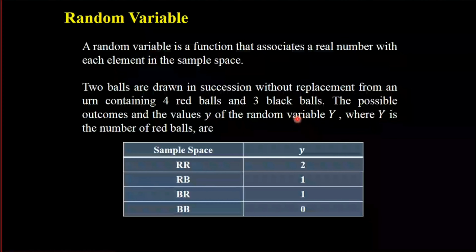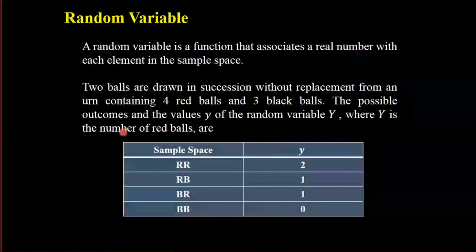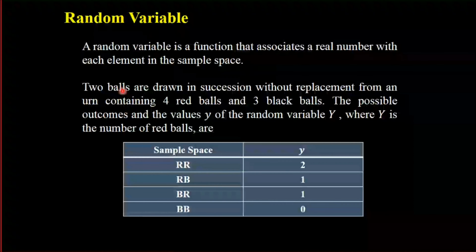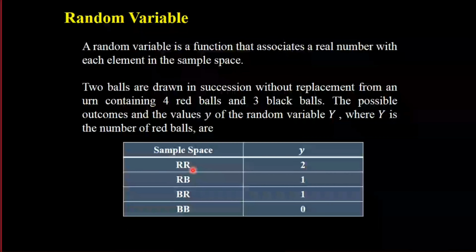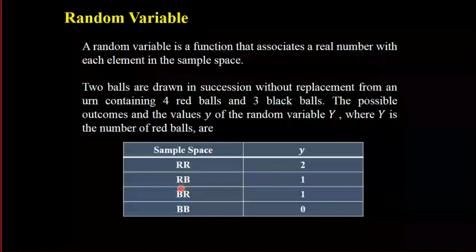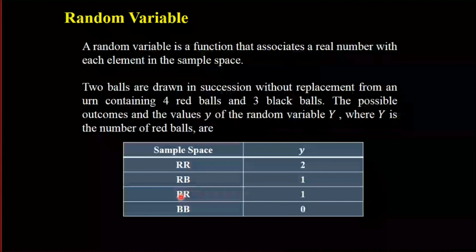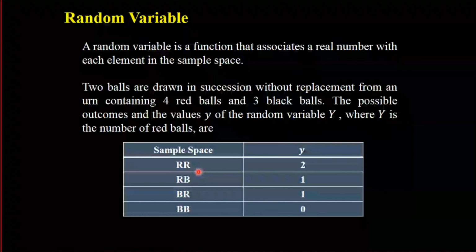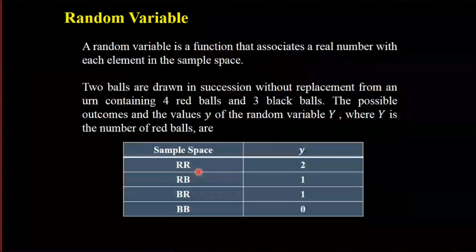Small y we have to see, where capital Y is the number of red balls. So if we are seeing red ball, we are drawing 2 balls. So what are the options? There are 2 red balls that may come. Then the other options are red black, black red, or black black. So these are the conditions. Now if we write down the random variable, what number will we assign for this?